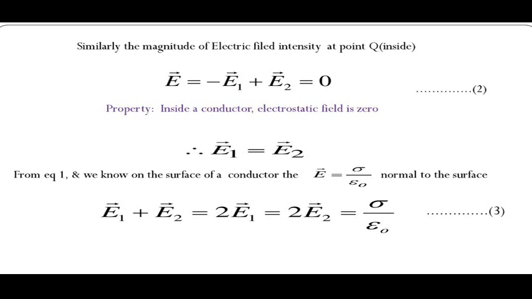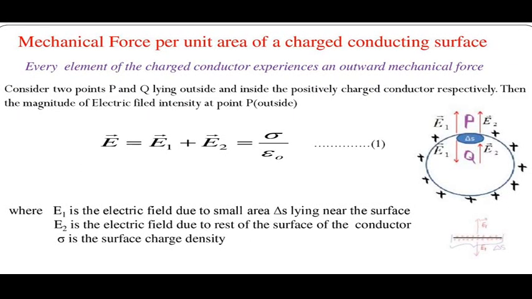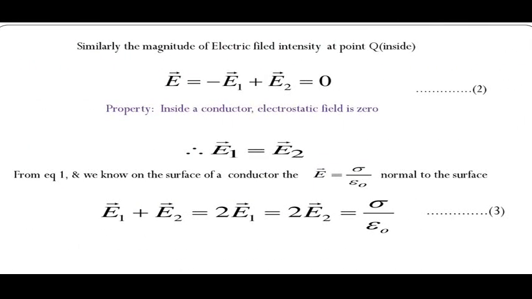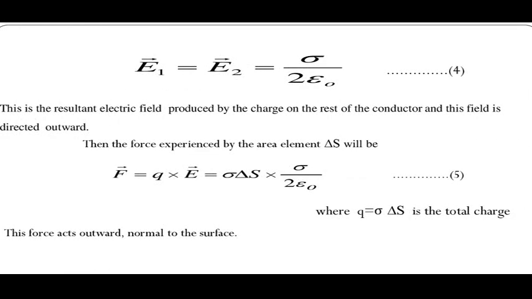And from equation number 2 we can also write E1 is equal to E2. Using this we can substitute in equation number 1 such that E1 plus E2 is equal to 2E1 equal to 2E2 equal to sigma by epsilon naught, as written in equation number 3. Or we can write E1 equal to E2 equal to sigma upon 2 epsilon naught. This is our equation number 4, which gives us the resultant electric field produced by the charge on the rest of the conductor, and this field is directed outwards.